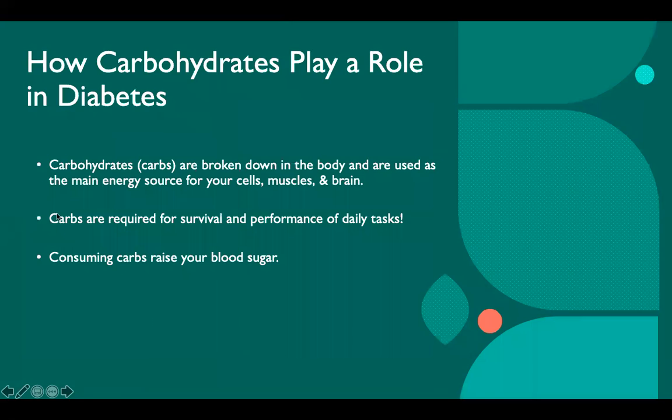Out of the macronutrients, carbohydrates play a huge role in diabetes. Carbs are broken down in the body and are used as the main energy source for your cells, muscle, and brain. Carbs are required for survival and performance of daily tasks. Even standing up, walking around, blinking your eyes open and closed, all of those movements require carbs as an energy source. And consuming carbs will raise your blood sugar. That's why it's very important in diabetes.